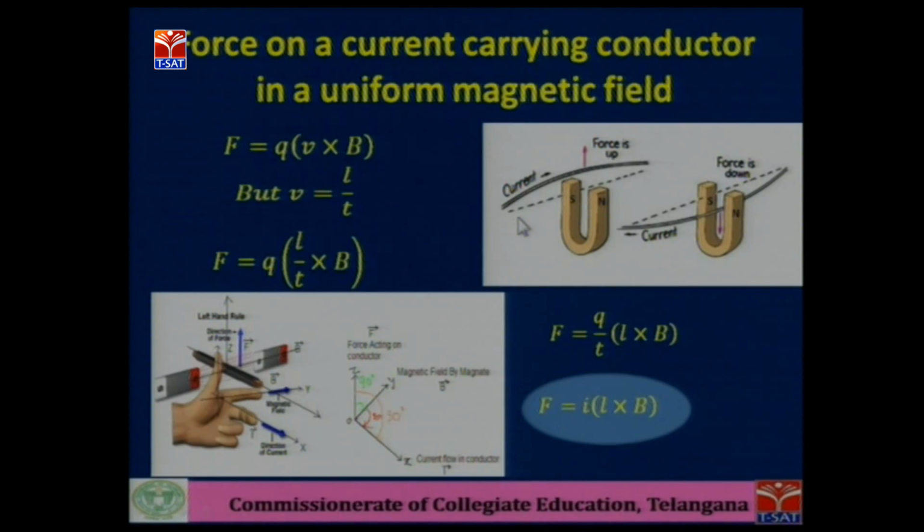That means before the passage of current, the conductor lies along the dotted line. When the current is passing through it, it is immediately pushed up because the force is acting in the upward direction. And if the direction of current is reversed, then the direction of force is also reversed. So in this case, the conductor is pushed in the downward direction. We can take a few examples and see how the force is acting on it. But finally, this is the expression for the force acting on a current carrying conductor.